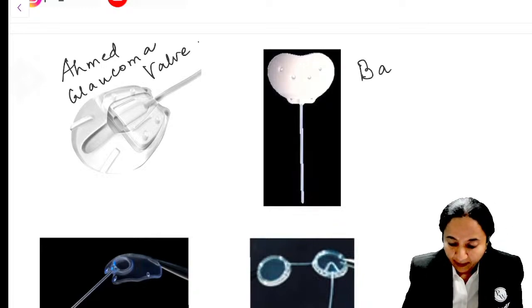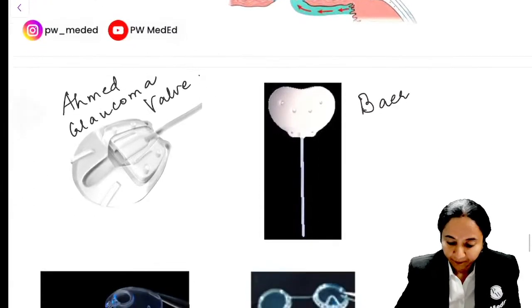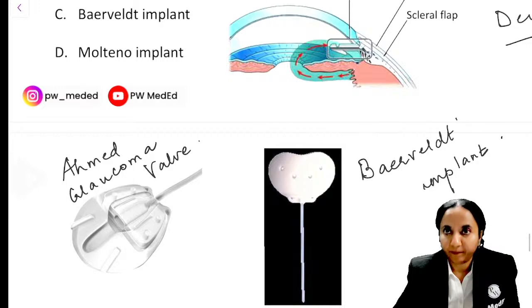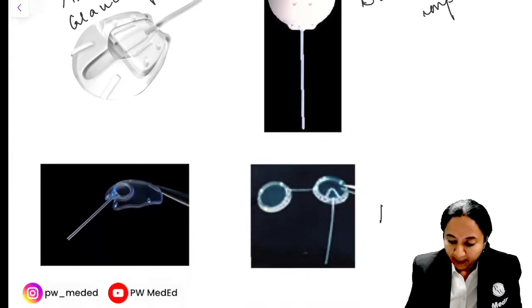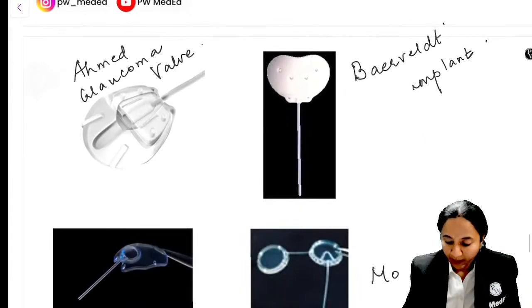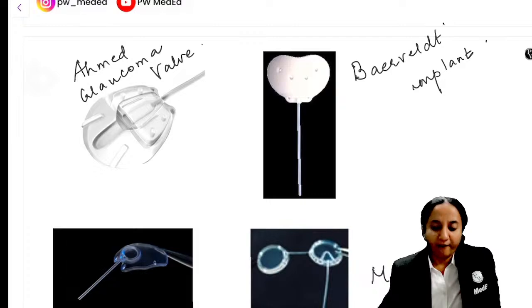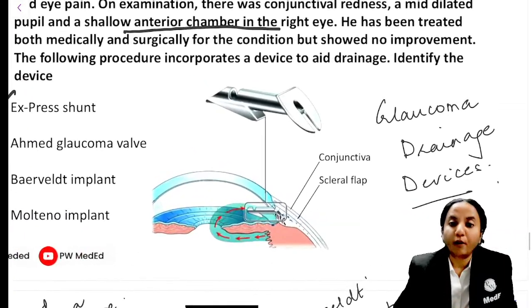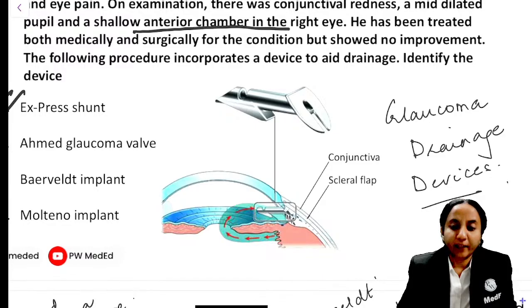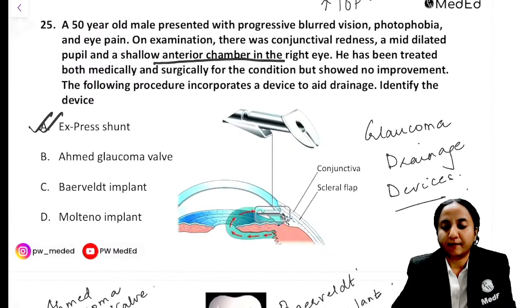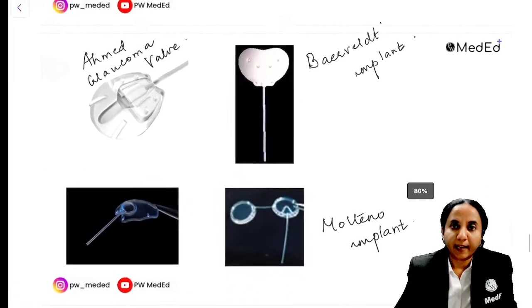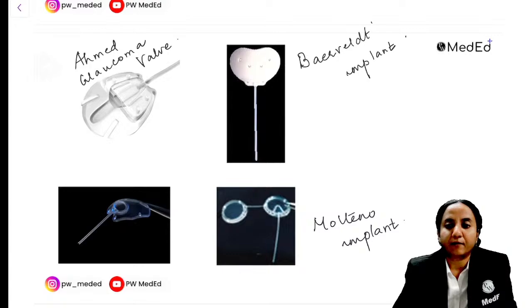This picture that you see here is the Baerveldt implant. And these two are Molteno implants. So Ahmed glaucoma valve, Baerveldt implant, and these two are Molteno implants. And what you see here is your express shunt. I just wanted you to know the names of these glaucoma drainage devices. So, what are the different glaucoma drainage devices? This is the express shunt and this is AGV. The next one is the Baerveldt implant, and both these are Molteno implants.